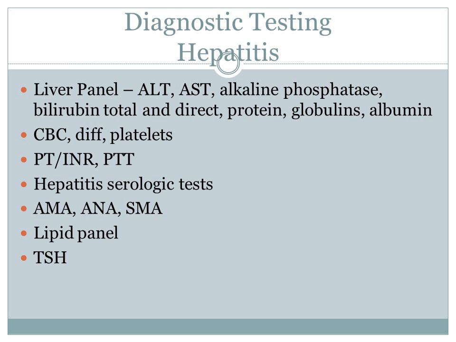Initial diagnostic testing should include a complete liver panel, CBC, differential and platelets, clotting, PT, INR, PTT, serologic tests, ANA, lipid panel, and TSH. The serologic test is the antigen antibody testing.